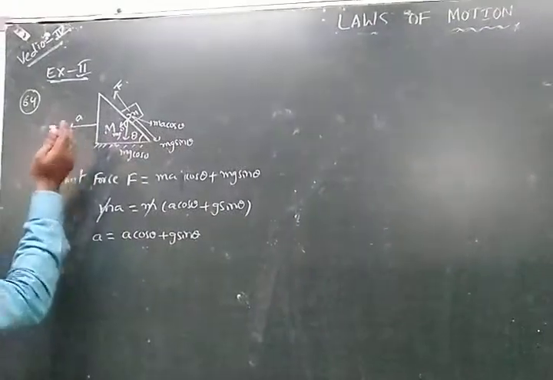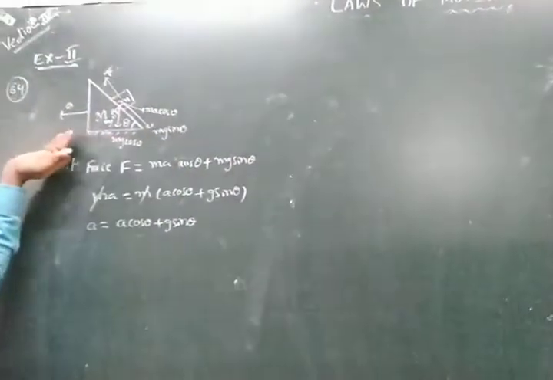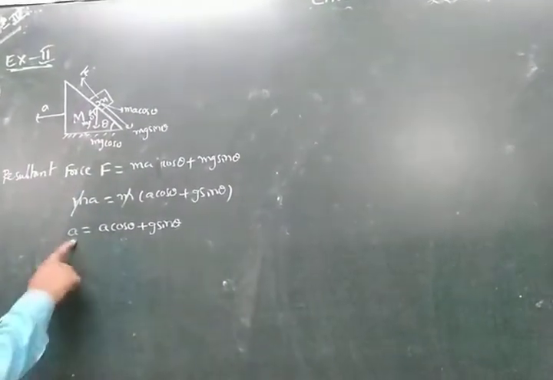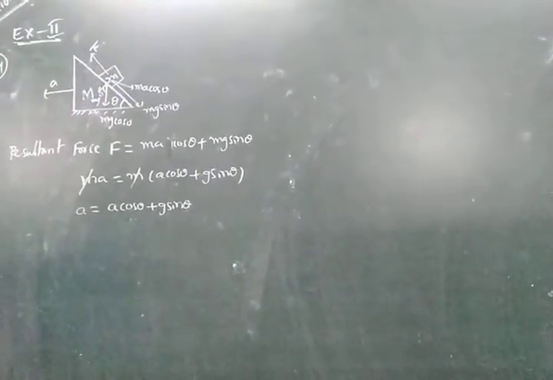When the wedge is moving, this is the direction. The acceleration of the body is moving in this direction. At that time, the acceleration is a cos theta plus g sin theta.